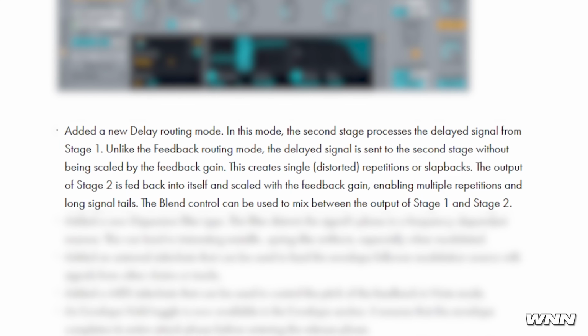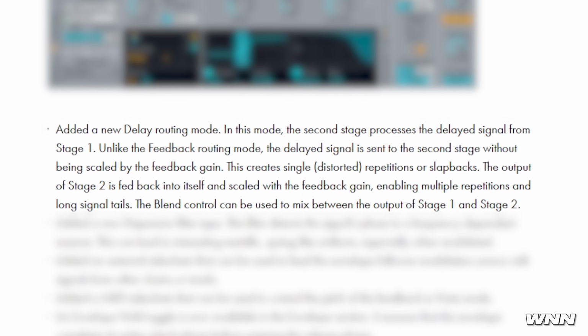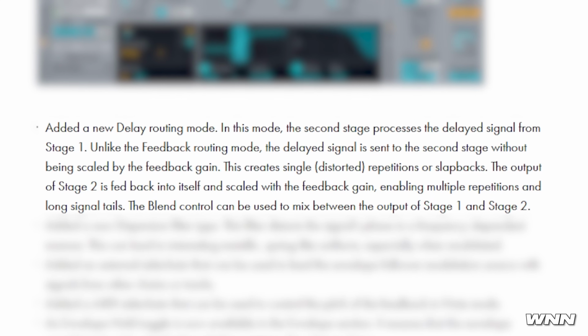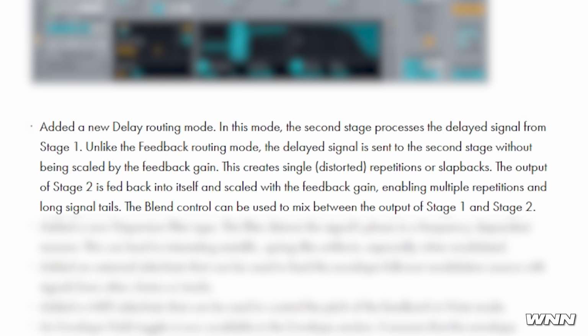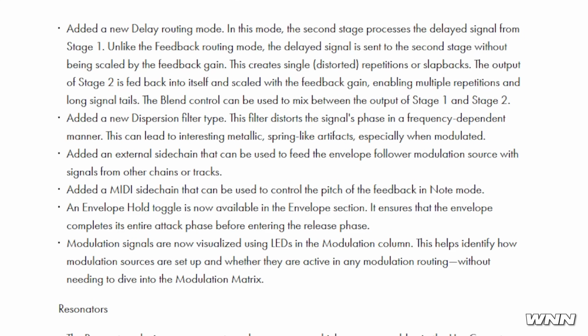Okay, then in Roar, they've added a new delay routing mode. So basically the second stage will process signal from the first stage. There's a new filter type known as dispersion. They've added an external sidechain, which will allow you to input signal into the envelope follower and control it from other signals. They're adding a lot of stuff.